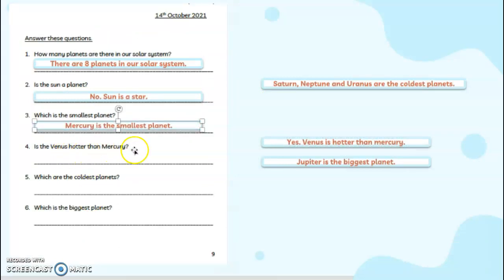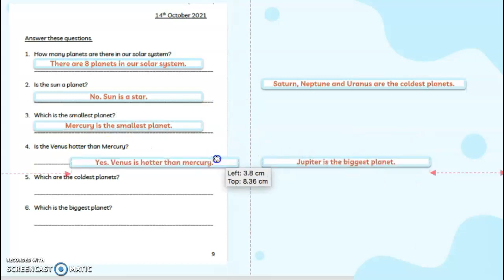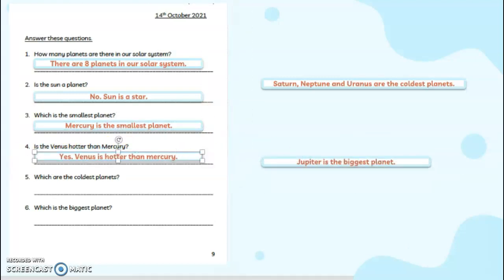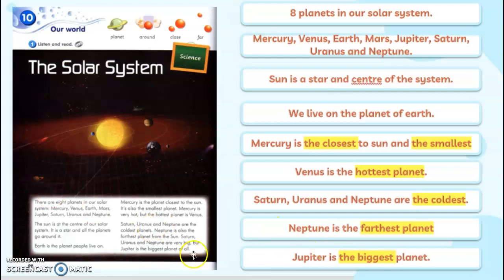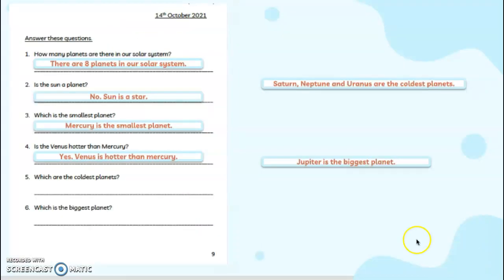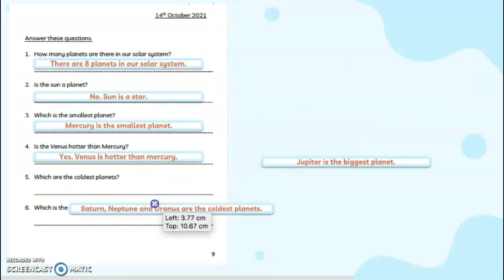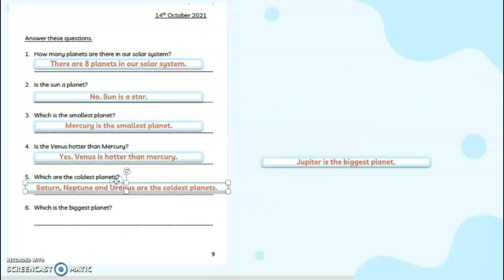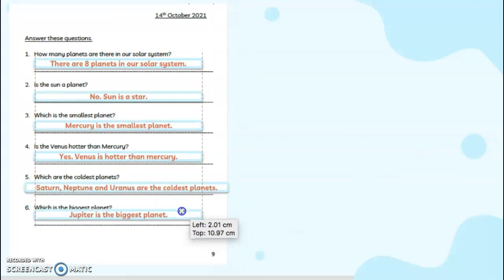Is Venus hotter than Mercury? Yes, Venus is hotter than Mercury. Although Mercury is closest to the sun, the hottest planet is Venus. Next one, which are the coldest planets? There are 3, Saturn, Neptune, and Uranus are the coldest planets. And Jupiter is the biggest planet.